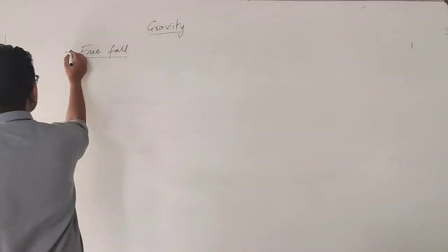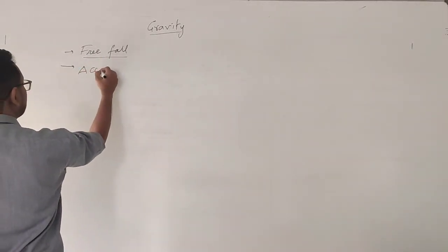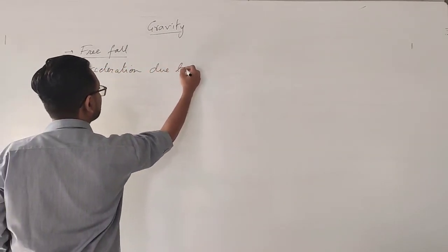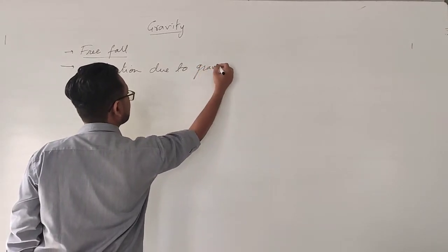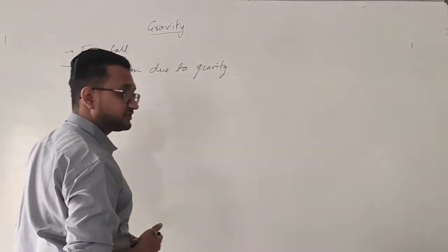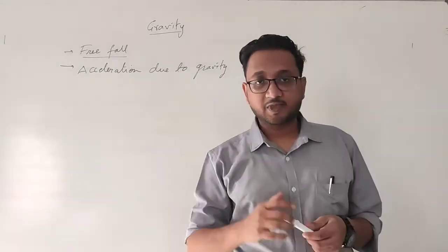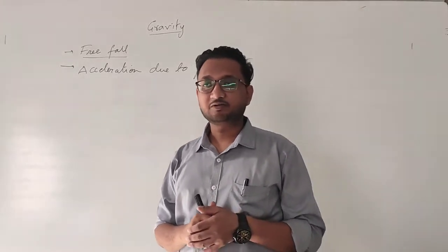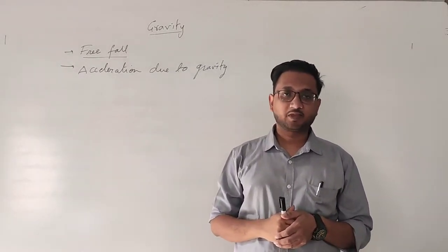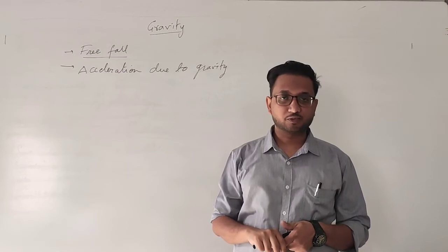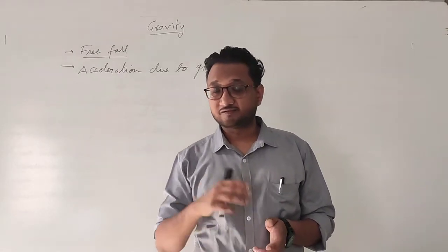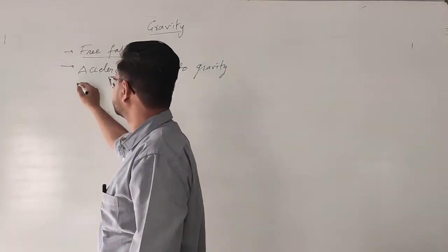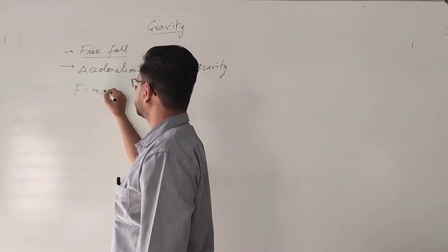So the next point is acceleration due to gravity. For this we will require the motion, and in order to do that we will have to go back to the previous chapter where we studied the laws of motion. So we have two formulas for force, one which we studied in the laws of motion chapter, which is given as force is equal to mass into acceleration.